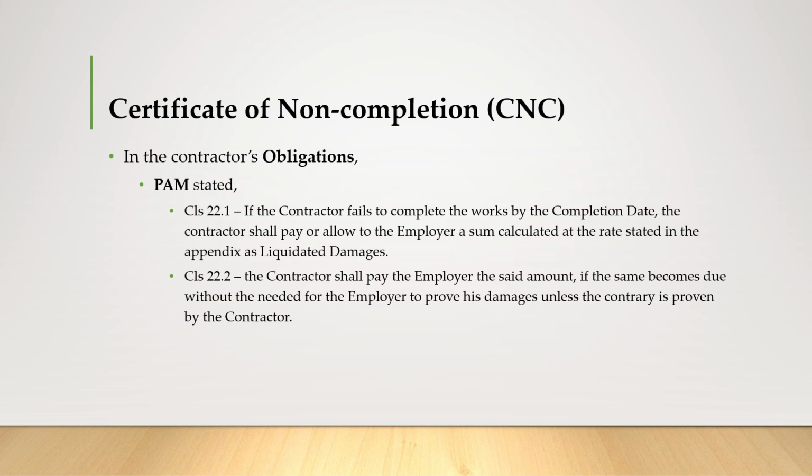So the contractor obligation in PAM is stated in clause 32.1. If the contractor fails to complete the works by the completion date, the contractor shall pay or allow the employer a sum calculated at the rate stated in the appendix as liquidated damages (LD). And in clause 32.2, the contractor shall pay the employer the said amount if the same becomes due without the need for the employer to prove his damage, unless the contrary is proven by the contractor.